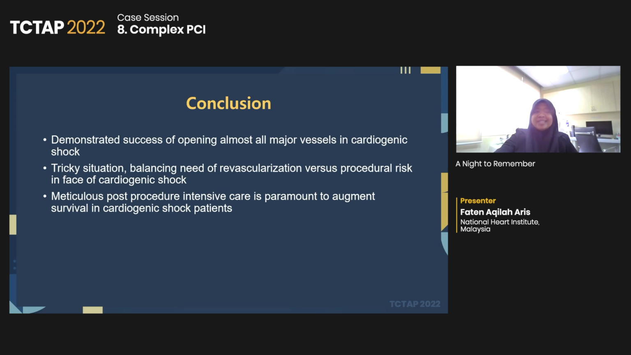So as a conclusion, this case demonstrated the success of opening almost all major vessels in cardiogenic shock. It is a very tricky situation, balancing the need for revascularization versus procedure time in the face of cardiogenic shock. Meticulous post-procedure intensive care is paramount to augment survival in cardiogenic shock patients. With that, I end my presentation.